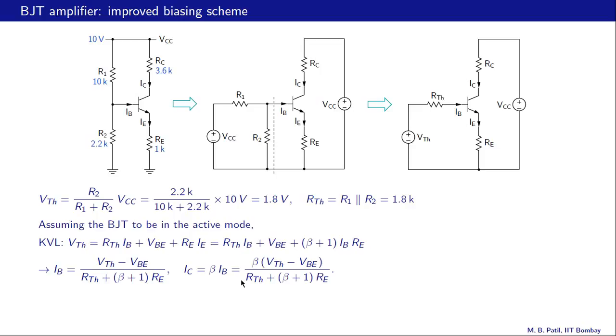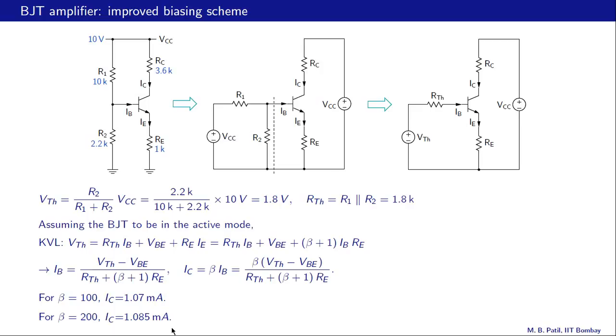Now let us calculate the collector current for beta equal to 100 first, and that turns out to be 1.07 milliamperes. If we increase beta to another value, let's say 200, then IC turns out to be 1.085 milliamperes. And we notice that there is hardly any difference between these two numbers. For all practical purposes, they are the same.